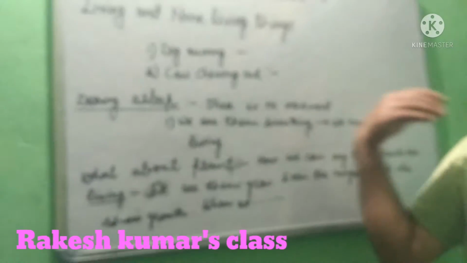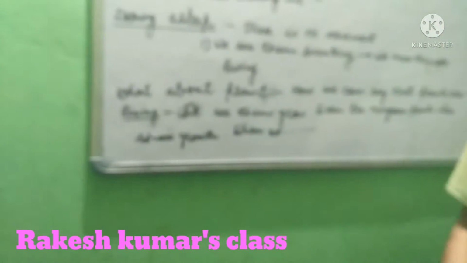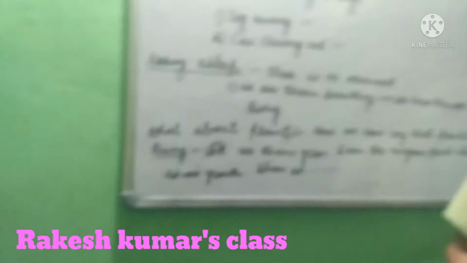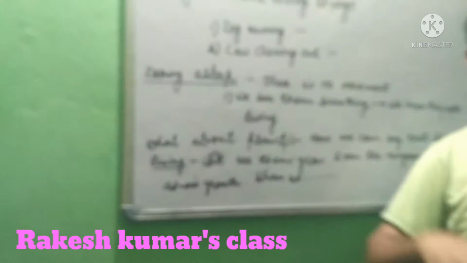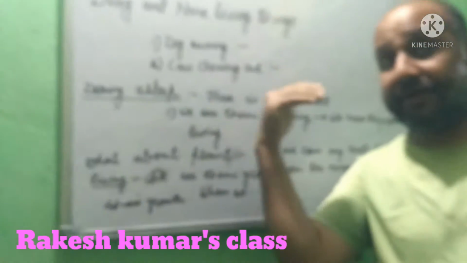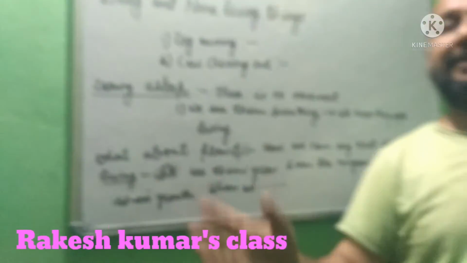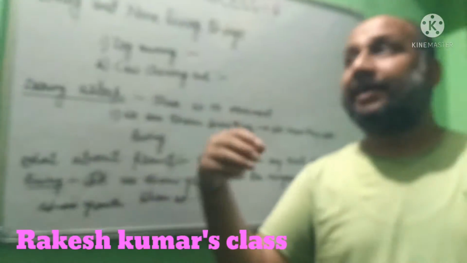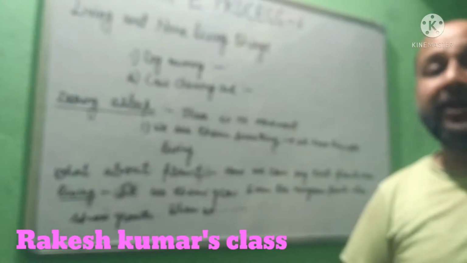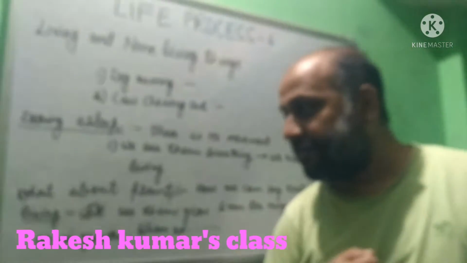What about plants? How do we decide that plants are living organisms? When we see the plant growing, we see different parts of the plant growing. जब हम उनको वृद्धि करते हुए देखते हैं तो ये निर्धारित करते हैं कि वो जो है लिविंग हैं. And even the non-green plants, they also show growth and we can decide that they are living organisms.